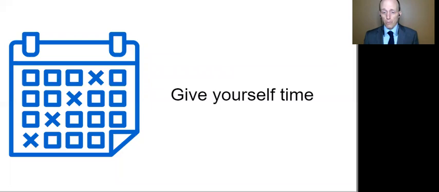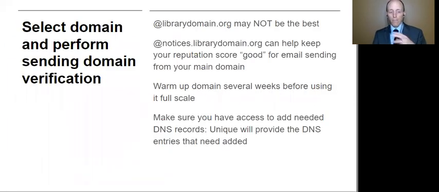One of the big things I would say as you think about implementation is to give yourself enough time. I would suggest a minimum of 8 weeks for implementation. It could probably be done in a month if you really had all of your resources behind it and you were just one library system and one domain. Although some of the steps that we're going to talk about, like warming up your email domain, are things that you really can't rush. If you bring out a new domain, you really can't rush the domain warm up process. And that's what we're going to talk about first, getting the domain selected and performing the sending domain verification.